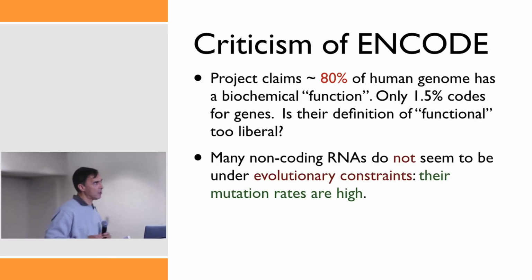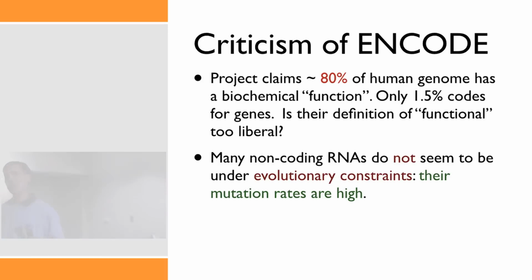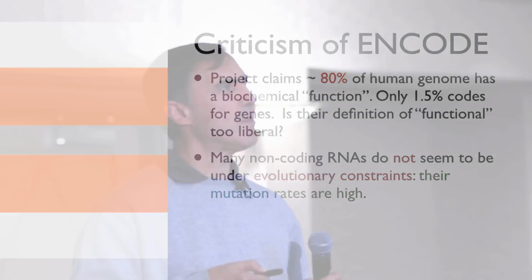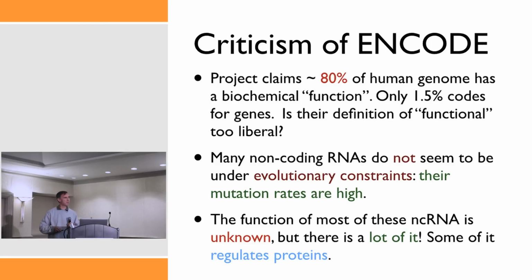But one of the main criticisms of it is that non-coding RNA often seems to be just sort of randomly mutating at a high rate. If it was evolutionarily important, it wouldn't be mutating as fast as it is. So it doesn't seem to be under evolutionary constraint. So it's sort of neutral. It just sits there, mutates away, isn't doing any good. It's just wasting resources and producing a bunch of useless RNA. That's kind of the argument, because it has a high mutation rate. But on the other hand, the function of these is still unknown to a large extent, but a lot of it is still known. And definitely a lot of it seems to regulate proteins.